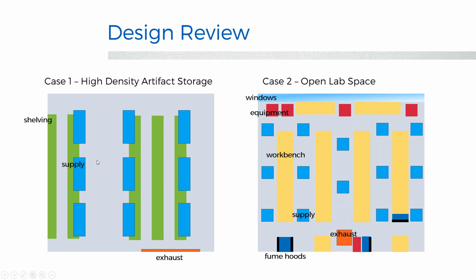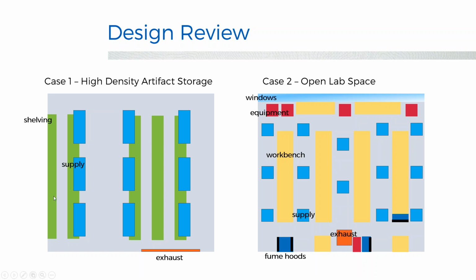So here we have an overview of two spaces to illustrate what happens at the design review phase. So two case studies. In the first, we're looking in plan view at a high density artifact storage facility. So it's not a lab, but it's similar to the type of analysis that we would do in a lab, as it's required to meet very specific temperature and relative humidity criteria in order to maintain these artifacts and make sure they don't get moldy or deteriorate. So that was the objective of the project, to maintain these uniform conditions within the space.